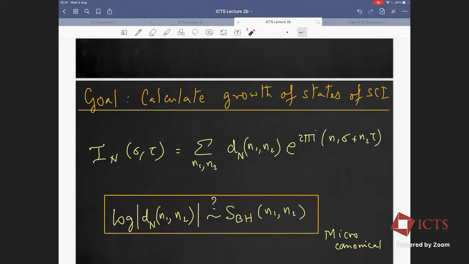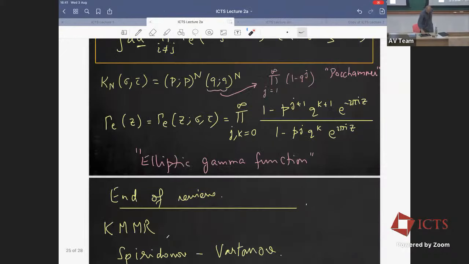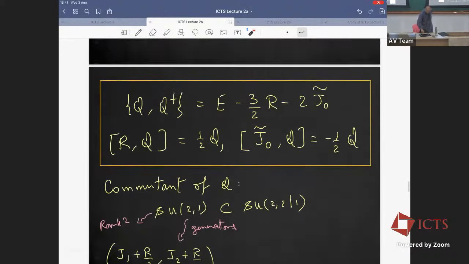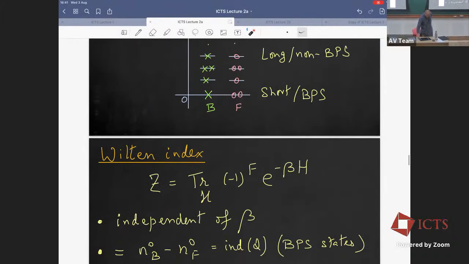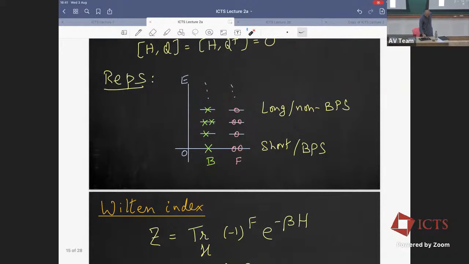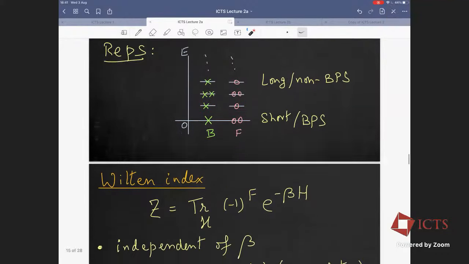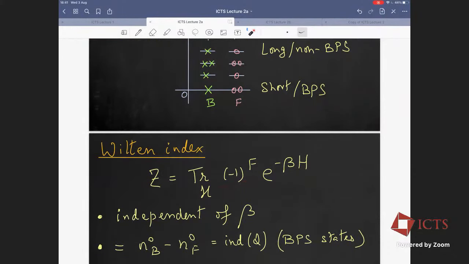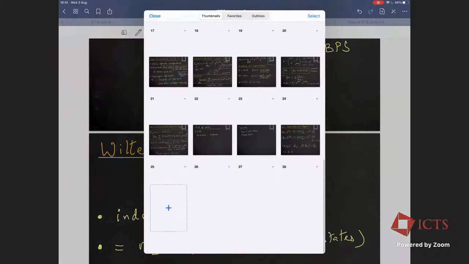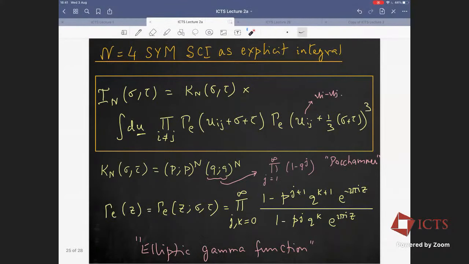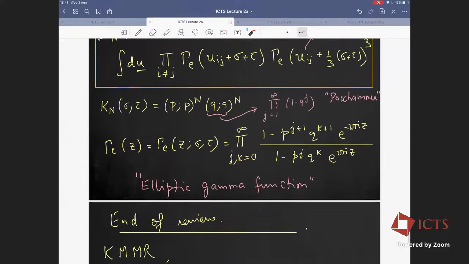Question: this Witten index is independent of beta because it's topological, right? For me, it's independent of beta for the reason I showed. E is the eigenvalue of H. When H is greater than zero, states always come in paired representations. There's a (-1)^F, and there's a cancellation. And in your case also, is a similar mechanism operational? That's the reason it's independent of beta.